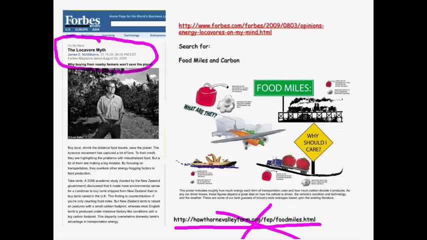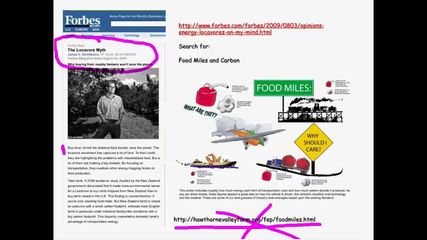If you want to get into this some more, if you search food miles and carbon, you'll find a lot of different things. I imagine you are very familiar or somewhat familiar with this subject, but the basic idea is, as James McWilliams writes here, buy local. Shrink the distance food travels, save the planet. The locavore movement has captured a lot of fans. To their credit, they are highlighting the problems with industrialized food, but a lot of them are making a big mistake. By focusing on transportation, they overlook the other energy-hogging factors in food production.